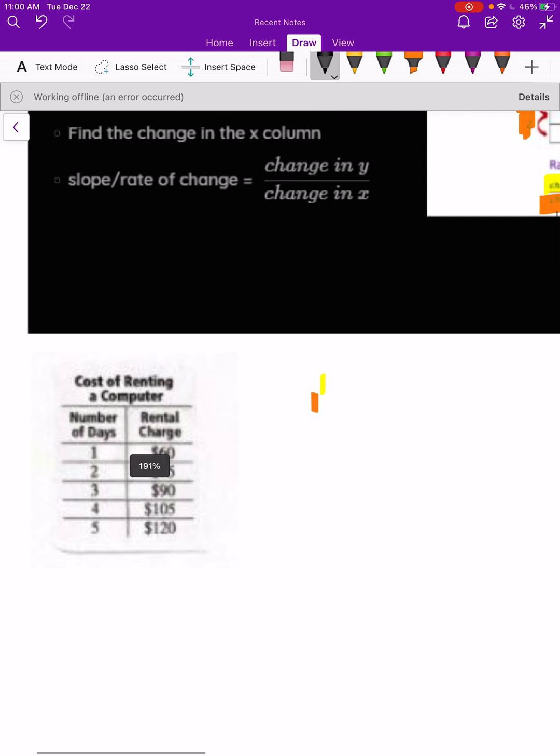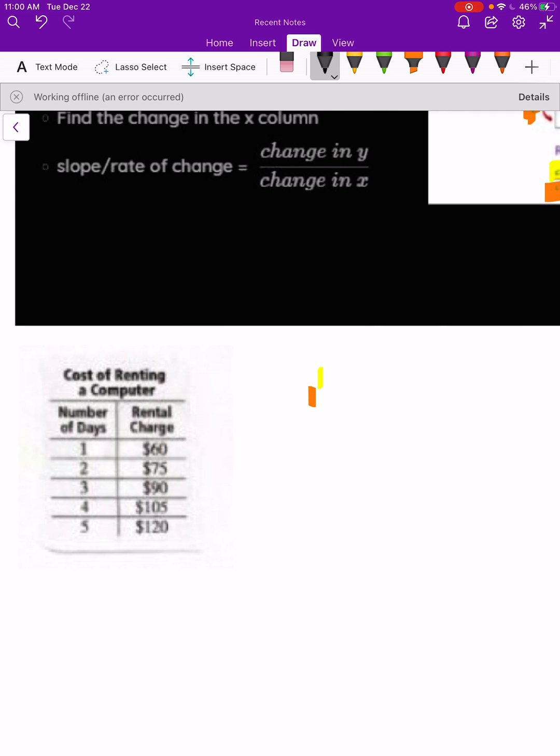So here I have the cost of renting a computer. So you have number of days and rental charge. So this one is really a rate of change because it has a situation. It has number of days and it has rental charge. Now, of course, this is our x, which we also know as our independent variable. And then here is our y, which is our dependent variable.